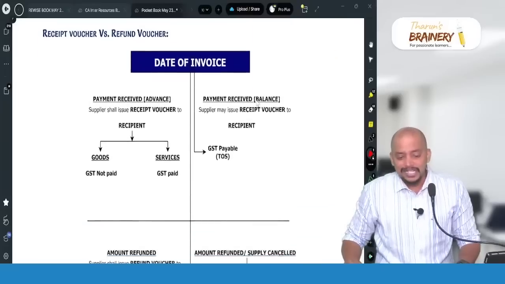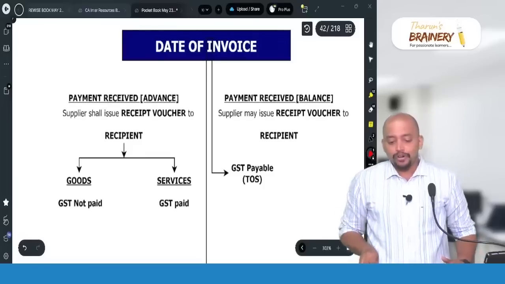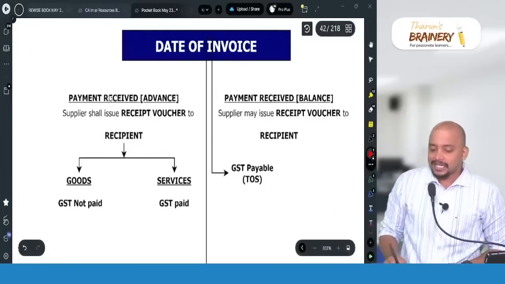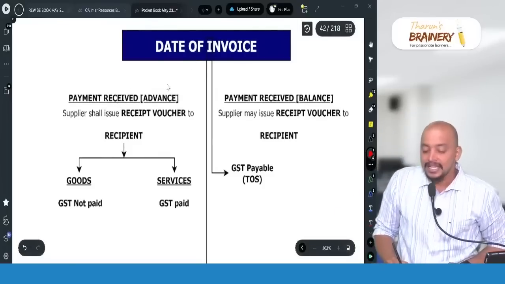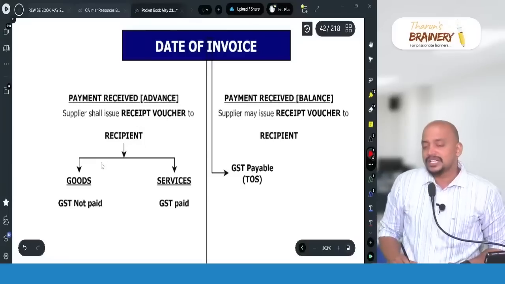Then what is the difference between a receipt voucher and a refund voucher? Suppose before the date of the invoice, the payment is received, that is called an advance. In case of an advance, the supplier shall issue a receipt voucher to the recipient. And on this advance, whether GST is payable.